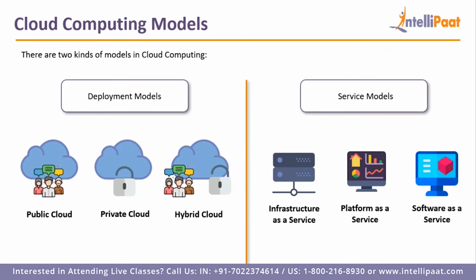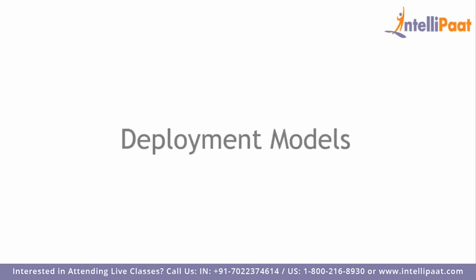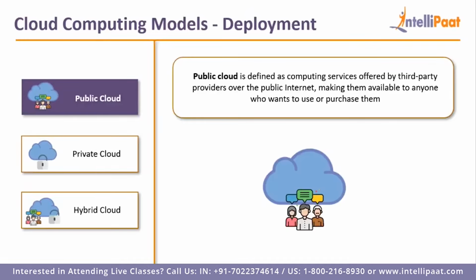So let's talk about the deployment models first. So what is deployment models? How can you deploy your applications on cloud? What are the various ways you can deploy your applications on cloud? That is what deployment models are. Okay, so let's discuss them. So guys, the first option that you have in deployment models are public cloud. So what is public cloud? Public cloud is basically a place wherein you have one server rack.